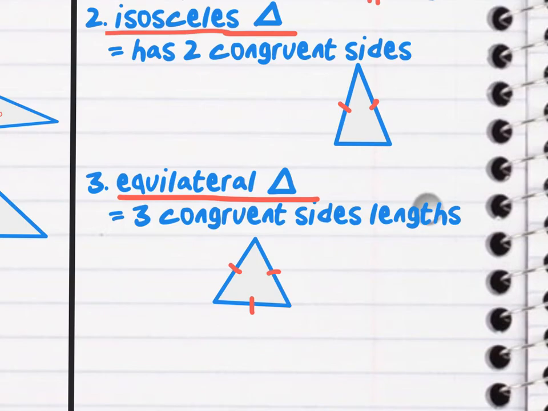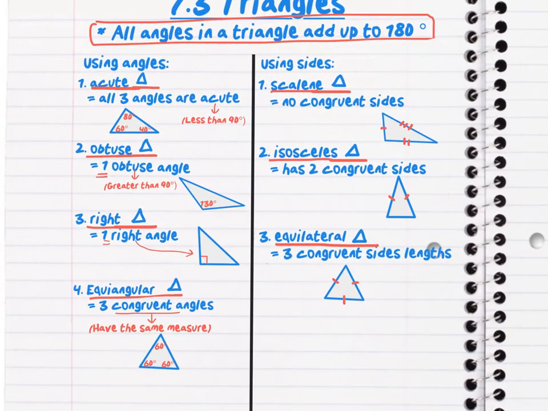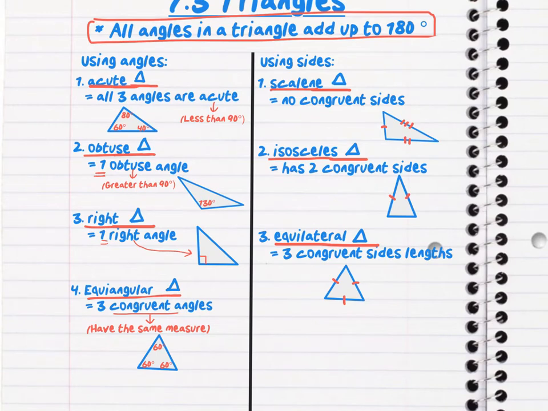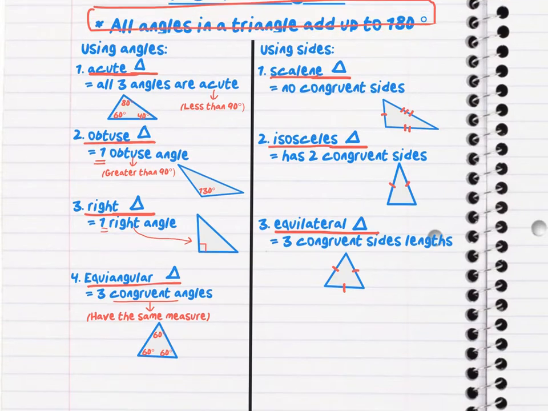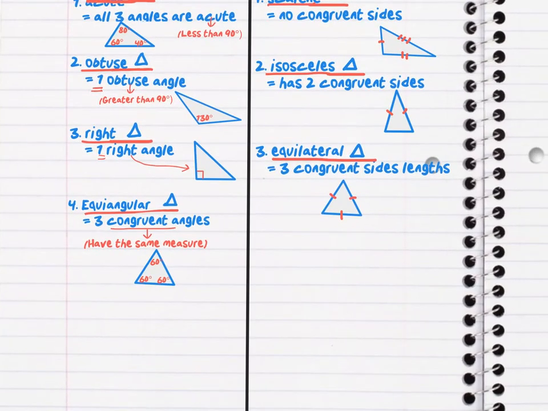Okay, so now we have a list of words we can use to describe a triangle. On the left side, you have the words using the angle measurements, and on the right side, you have the words using the side lengths. And now we're going to try a problem. So what I want you to do is draw a line across the bottom where we will do our first example.